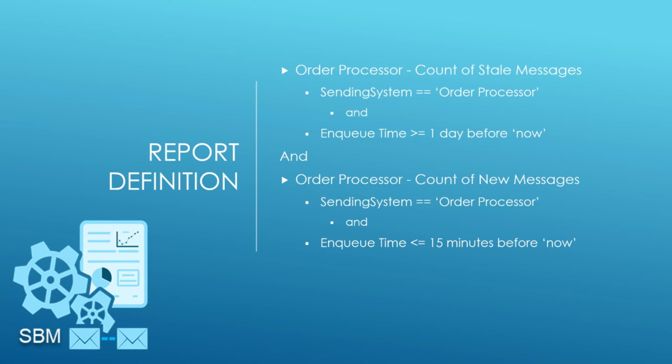Let's now add a second report, order processor, count of new messages. These are similar, but they will provide different utility when used in a health report. Each report will be run twice, once against the main queue and once against the dead letter queue. This second report will allow our health report to check the count of new messages on the dead letter queue from the order processor system. The first report can be used in a health report to see the count of messages which are becoming stale on the main queue. That is, they have not yet been moved to the dead letter queue.